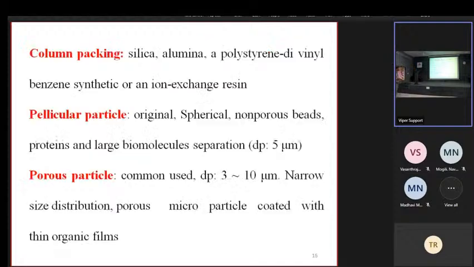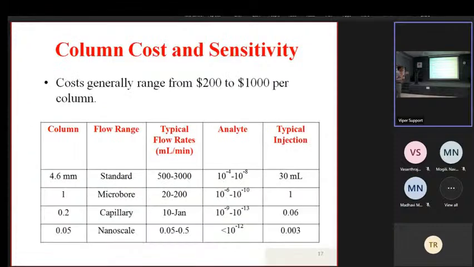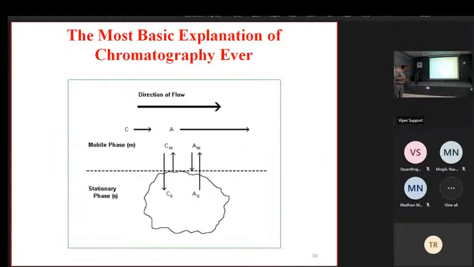It will take time. There are column packing materials, and these are some of the flow ranges and typical flow rates. The cost of a column is typically between $1,000 and maybe $60,000 per column. We can use these columns repeatedly, depending on how carefully you use them, for a number of experiments on the same column. So I will stop the presentation with this.